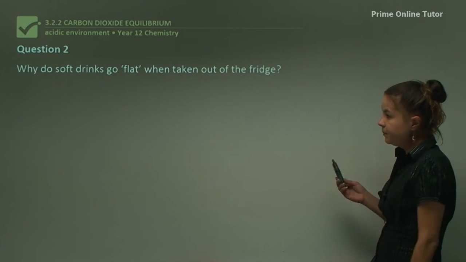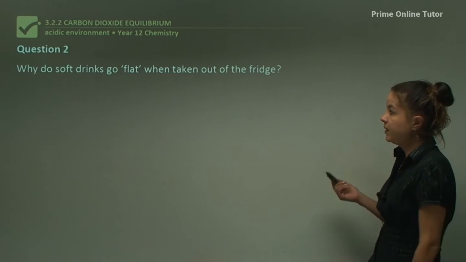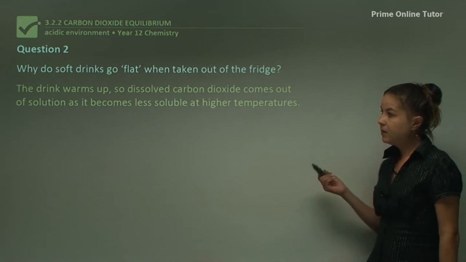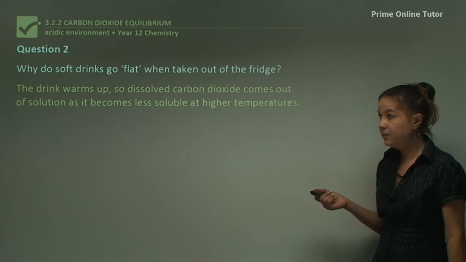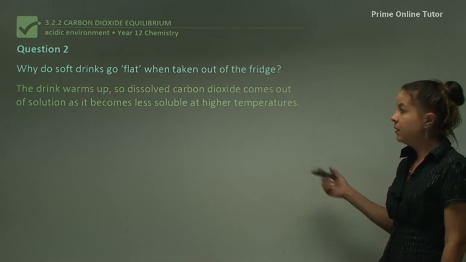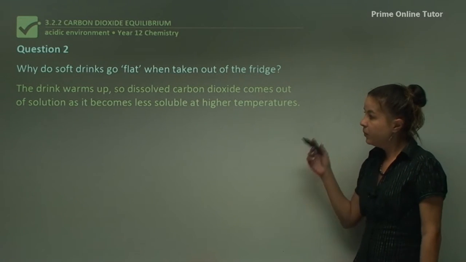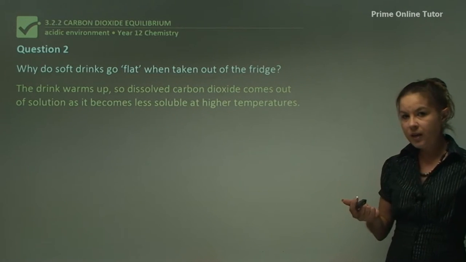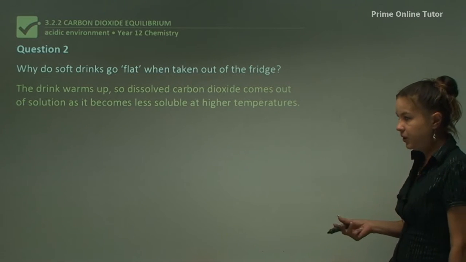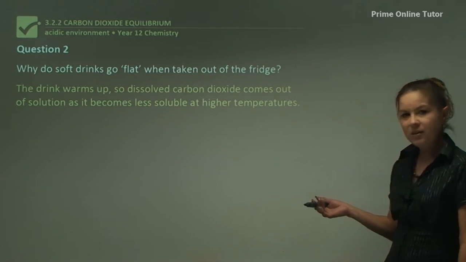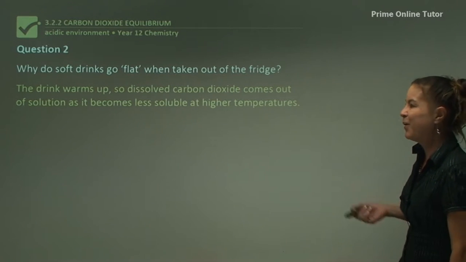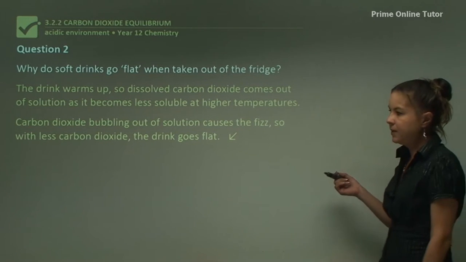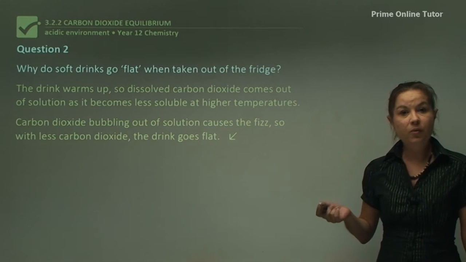Question 2. Why do soft drinks go flat when taken out of the fridge? Now, as the drink warms up, the dissolved carbon dioxide will come out of the solution because it's becoming less soluble at higher temperatures. And this has to do with the equilibrium and the changing of conditions. If you remember back, concentration changes, volume changes, and pressure changes will all affect the equilibrium. So, carbon dioxide bubbling out of solution causes the fizz. So with less carbon dioxide, the drink will go flat.